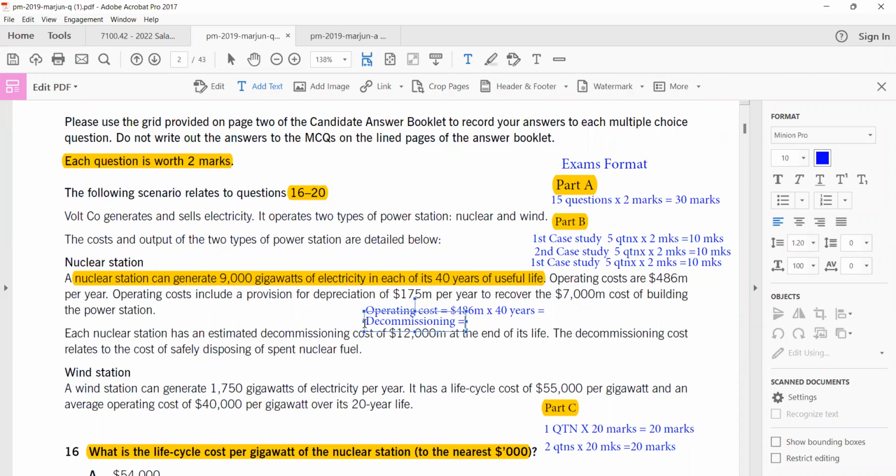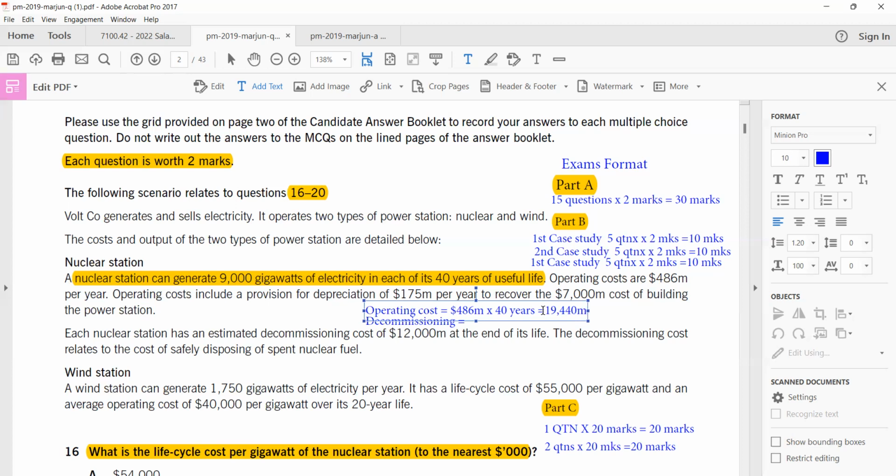So 486. A moment. Let me see if I can use my phone to also get it done. 486 times 40 years. So I'm getting something like 19,440. You can also do it at your end, and if there's an issue, you let me know. Then I add my million to it.